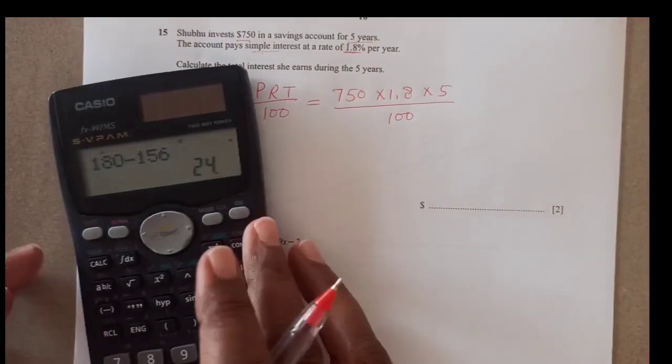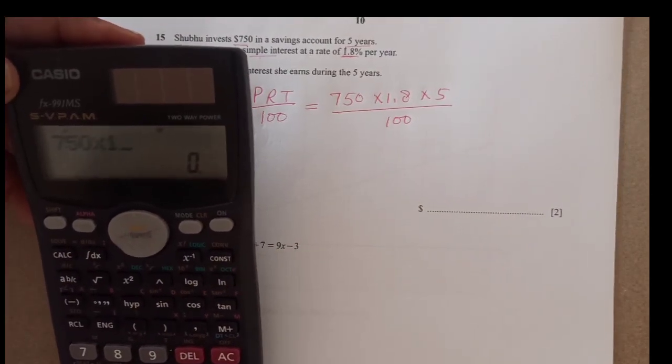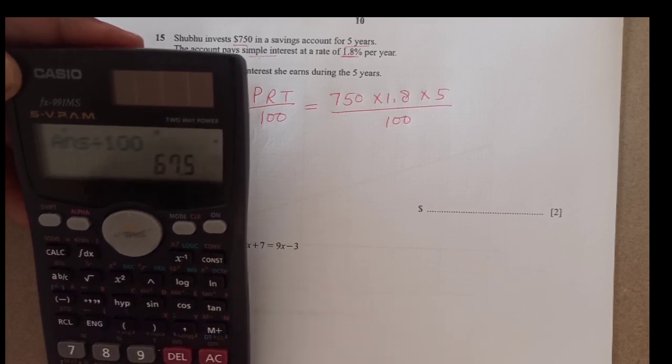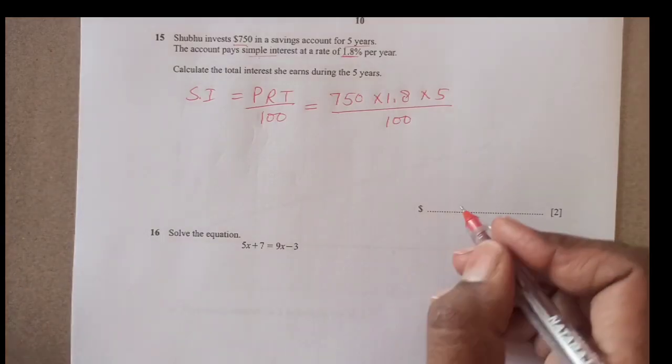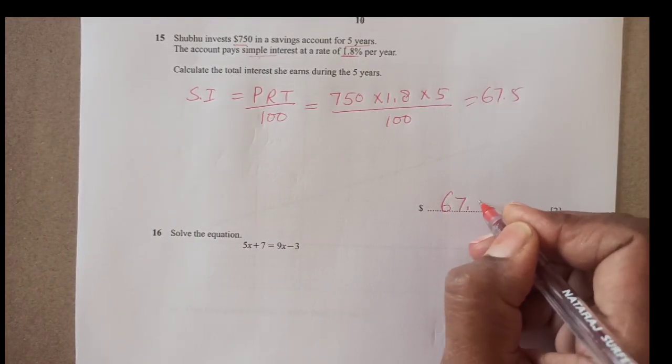So let's just calculate that one. 750 times 1.8 times 5, then divided by 100. This is 67.5. So 67.5 is the simple interest.